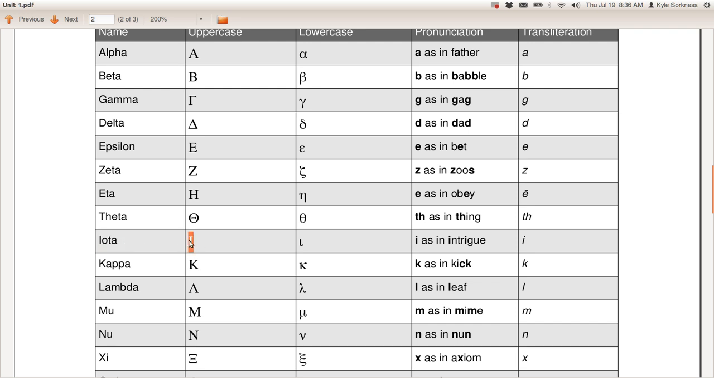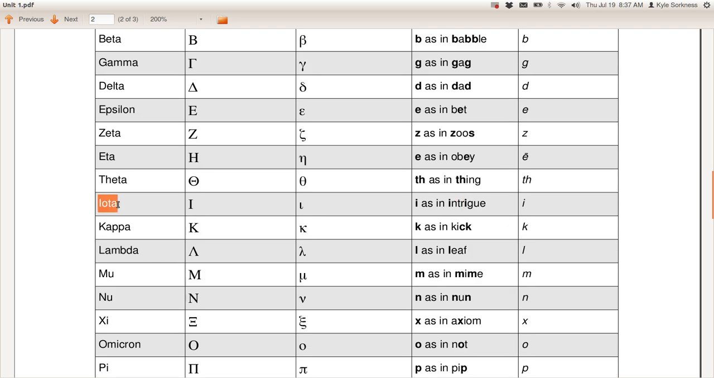The uppercase iota looks like our uppercase I, and the lowercase iota looks a lot like our lowercase I, except there's no dot on it and the bottom hooks back up just a little bit. This has the I or E sound, as in the English word intrigue. You can see there are two I's in intrigue. The first time it's an I sound, the second time it's an E sound. So this is why we pronounce it iota, partly because it has this E sound that it can make. So iota, I, or E.